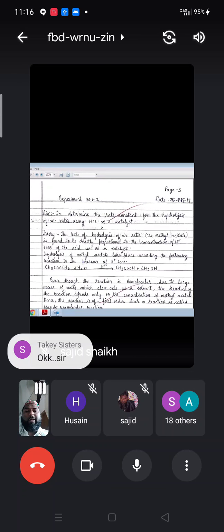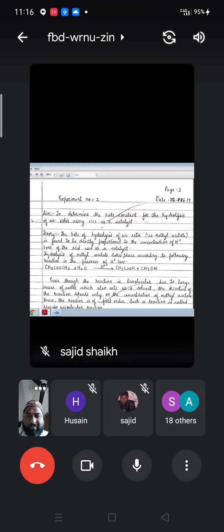Okay, now we are going to see experiment number 2. The aim of the experiment is to determine the rate constant for the hydrolysis of an ester using HCl as a catalyst. In paper 2 of chemistry unit 1, we are going to see chemical kinetics in detail. Here the experiment is based on this part, to determine the rate constant for the hydrolysis of an ester using HCl as a catalyst. That we have to see.